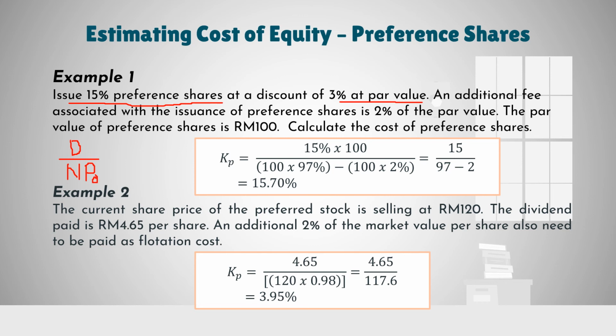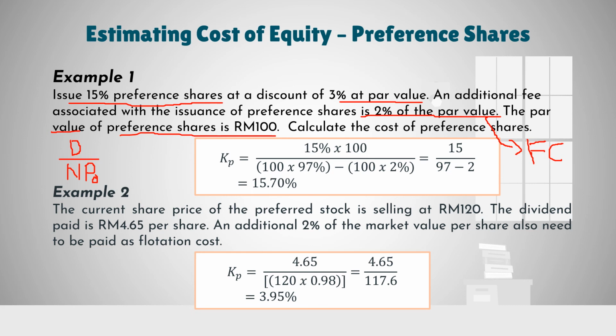So kita kena classify balik what is the dividend in the questions. And kita baca balik. And additional fees associated of the issuance of preferred share is 2% of par value. So kalau additional fees, kita dah simply boleh tahu this one is flotation cost sebab additional fees. And the par value preference share is RM100. So kita tahu this one is the preference share is the price lah, market price. Tapi this one we call as at a par value.